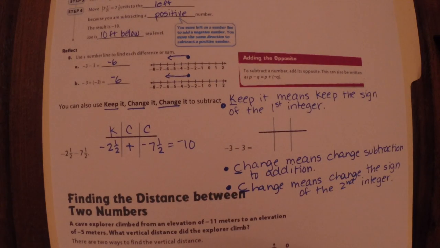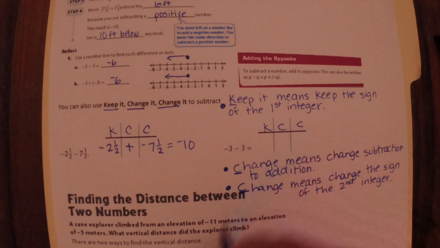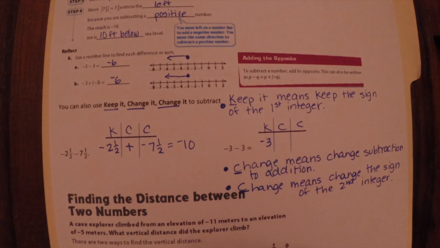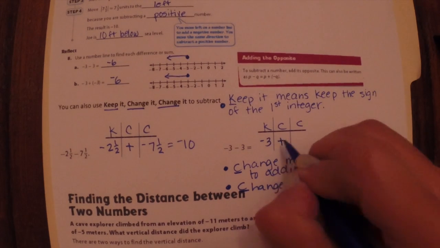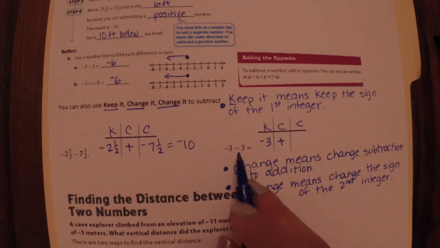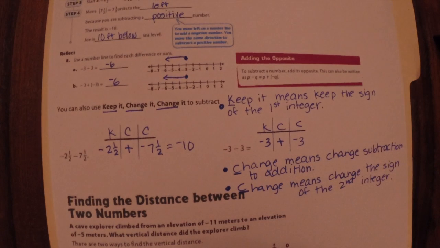Okay, let's try another one. If I use keep it, change it, I want to go ahead and write that in my little grid, my little chart. Keep the sign of the first integer, that -3 stays the same. Change subtraction to addition, and change the sign of the second integer. It is a +3 right now. I'm going to change it to a -3.